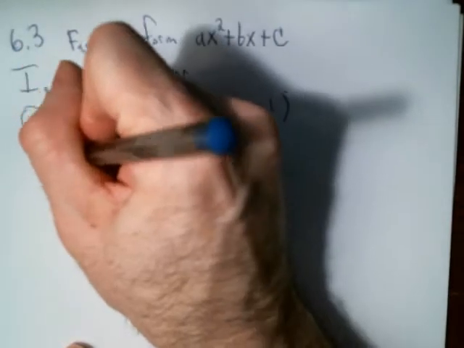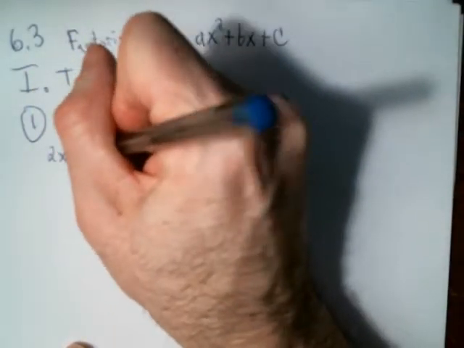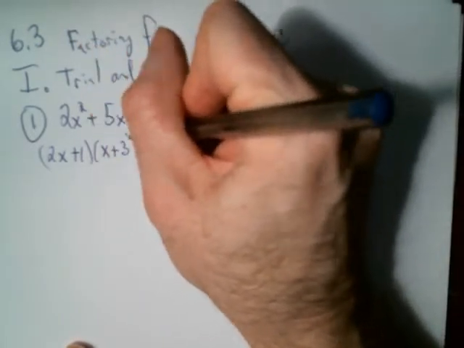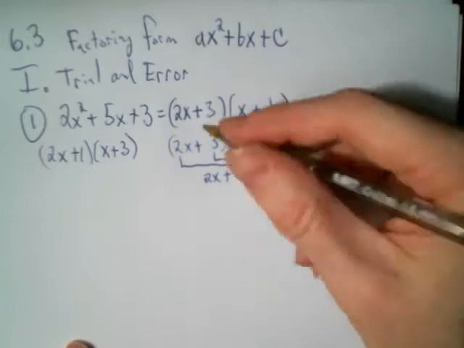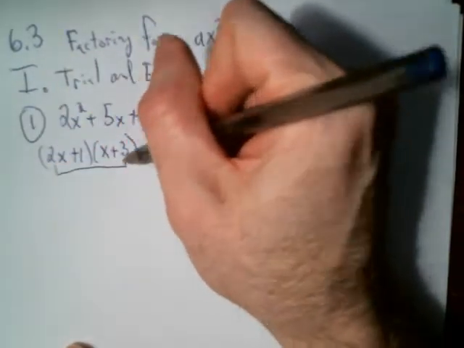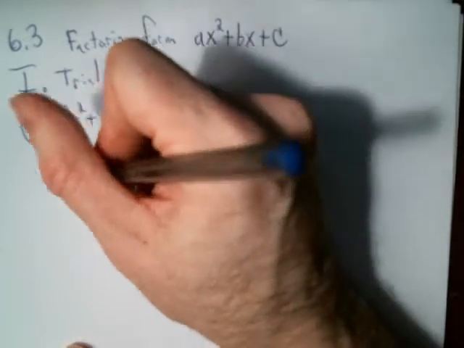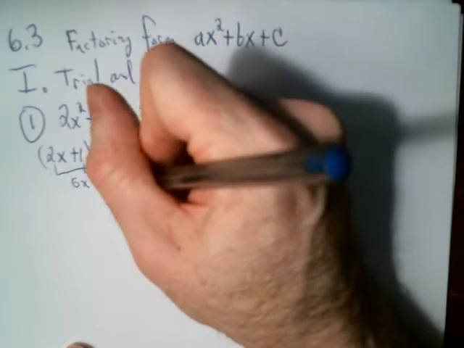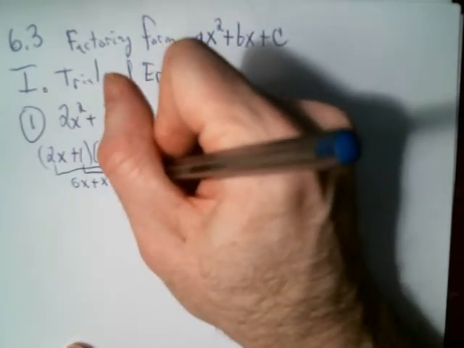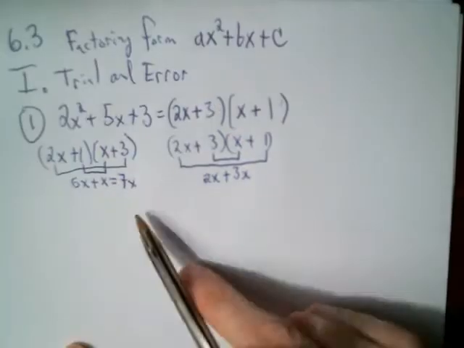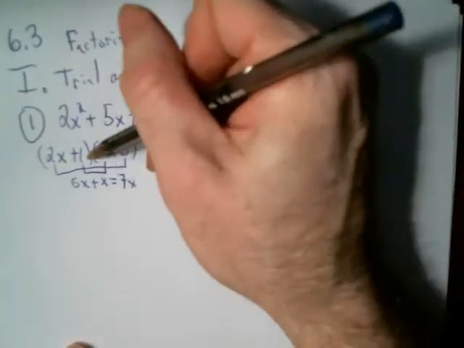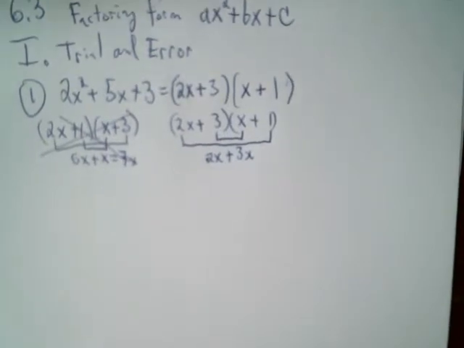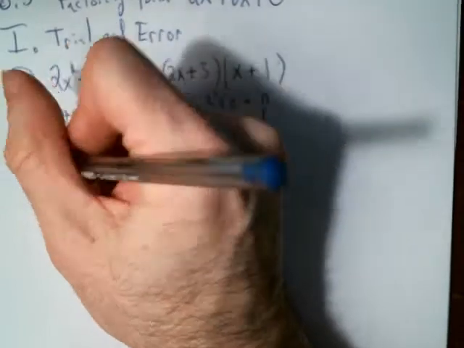Let's see what would have happened if I had chosen incorrectly. So 2x plus 1, and then x plus 3. In this case, I'll have 2x times 3, which is 6x, and then the inner terms would give me 1x. And of course, that would be 7x, and that's not the 5x here. So this would be the incorrect factorization. Okay, let's keep on going, taking a look at more and more.